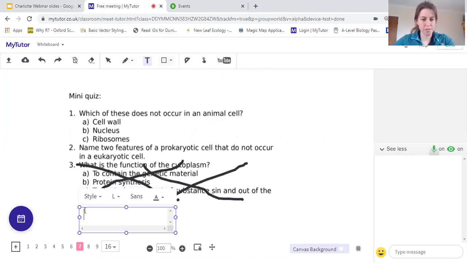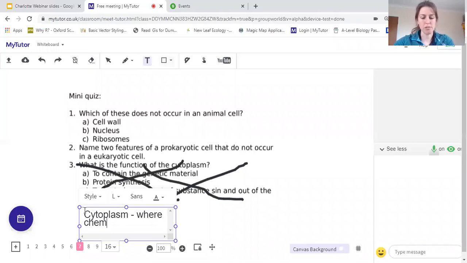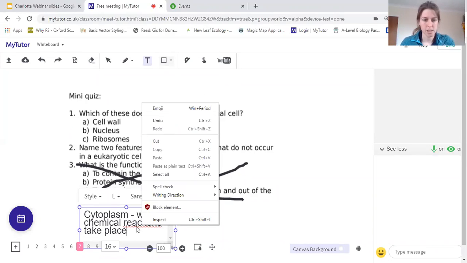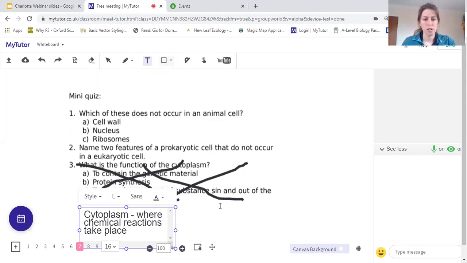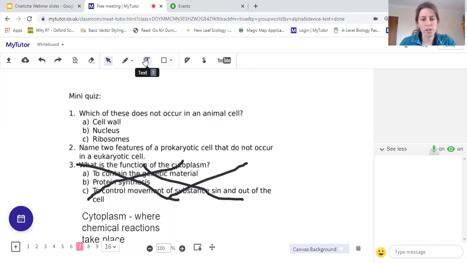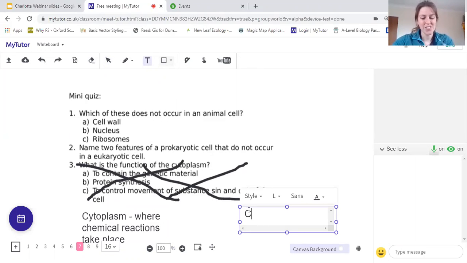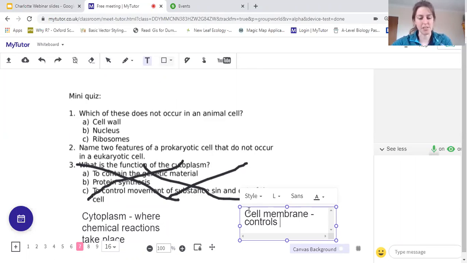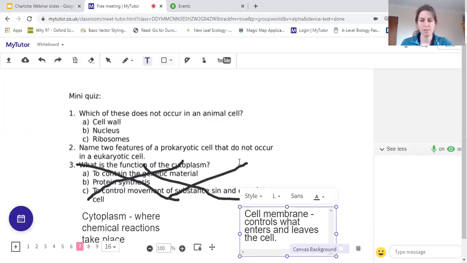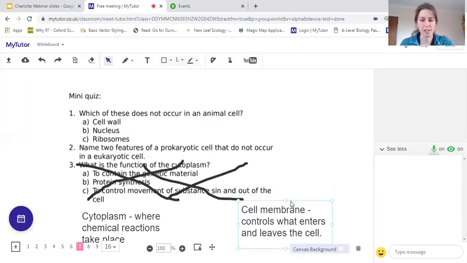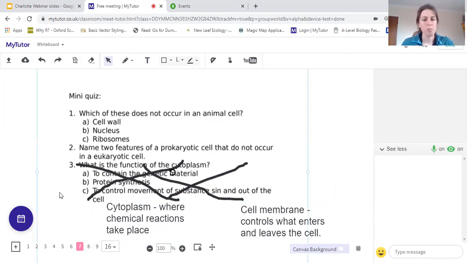Okay, so function of cytoplasm. Oh dear, I have to spell it. Is where chemical reactions take place in the cell. Typing was never my strong point. Okay. In contrast, I think what I meant to write is a cell membrane. And the cell membrane controls what enters and leaves the cell. Well done those who had a guess and who no doubt were pretty confused by what I'd written there. But hopefully that clarifies that.